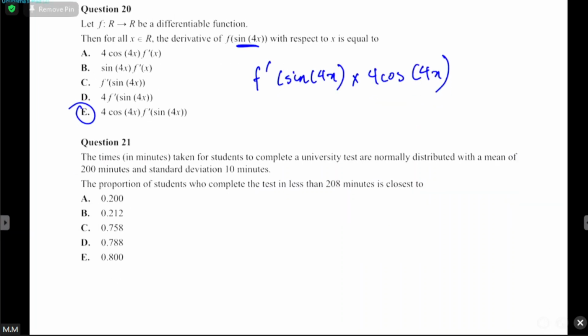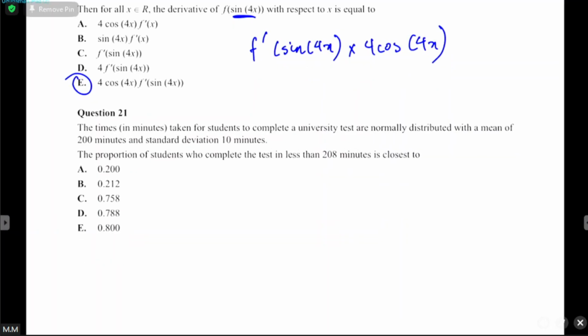Here you just use the CAS functionalities menu 552. And when the mean is 200, sigma is 10, and you just want to find when it's less than 208. So then you get D.